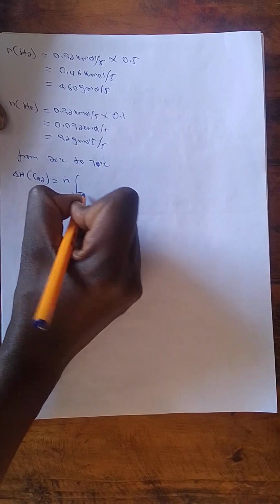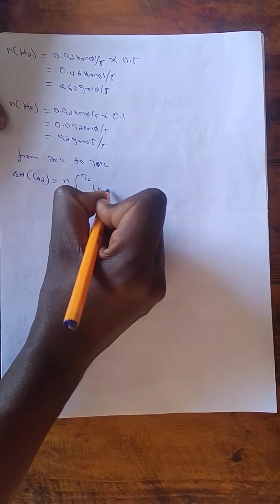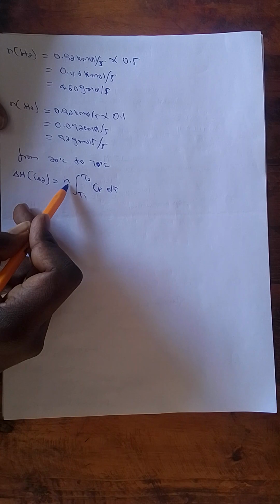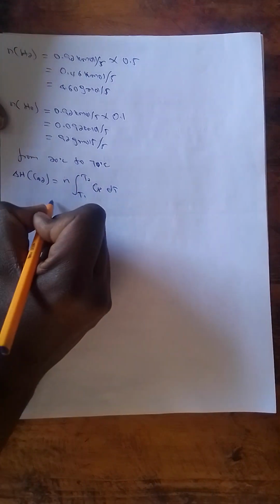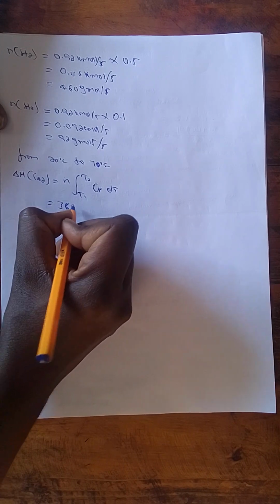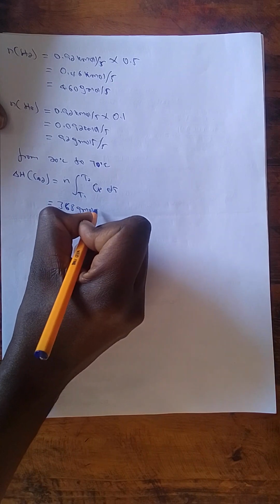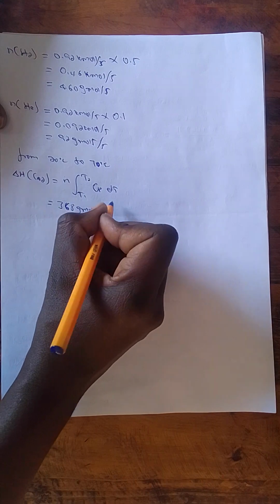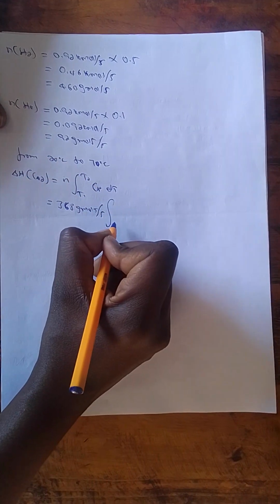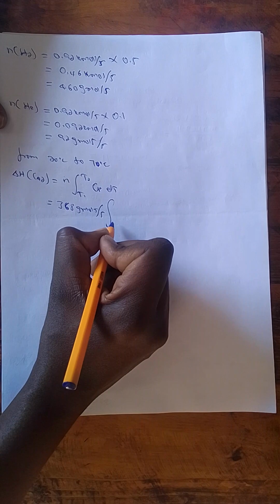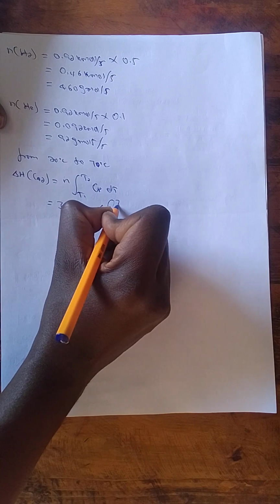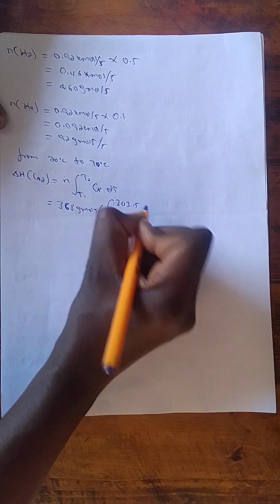We know the general equation is the integral from T1 to T2 of Cp dT, multiplied by the number of moles. The Cp here is the Cp of CO2, and the number of moles is the flow rate of CO2. With that said, we can just plug in values: 368 gram moles per second, right? And then we integrate from 20 degrees to 70 degrees. We are told that the temperature is in Kelvin, so we convert the degrees to Kelvin. So it's 293.15 to 343.15, right?